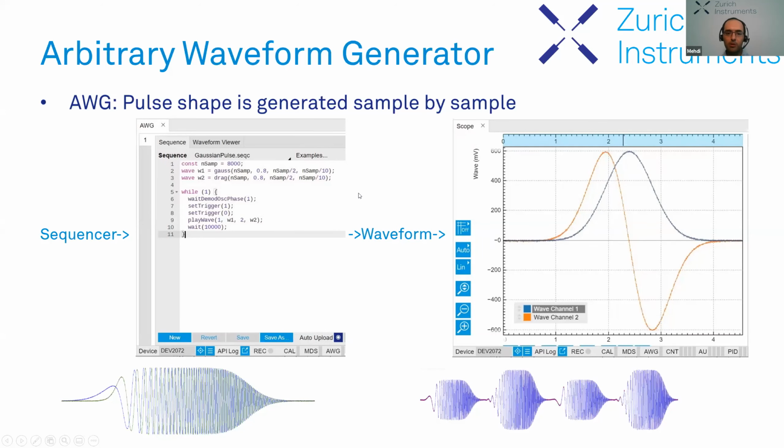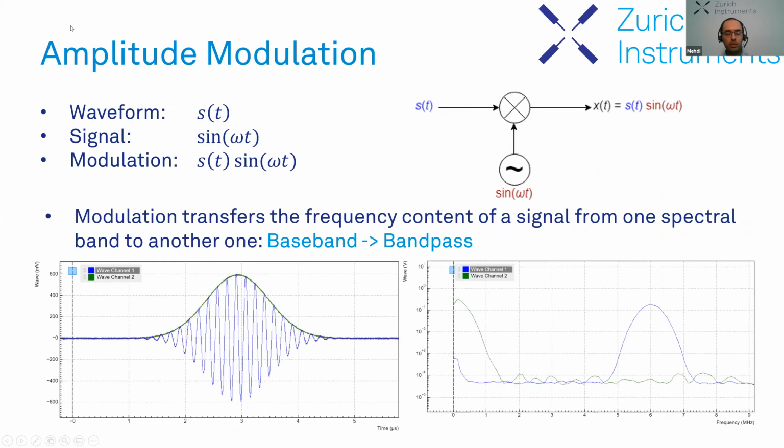So that's the AWG part, but this AWG also has a very important feature, which is crucial for this specific application, that you can modulate the waveform that you generated with a sine signal.